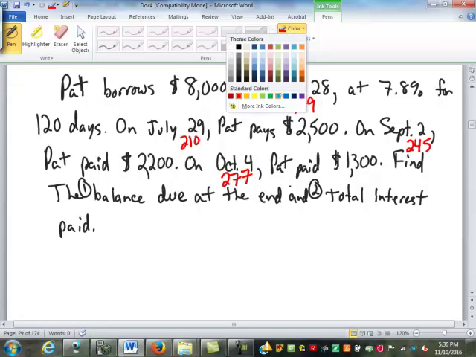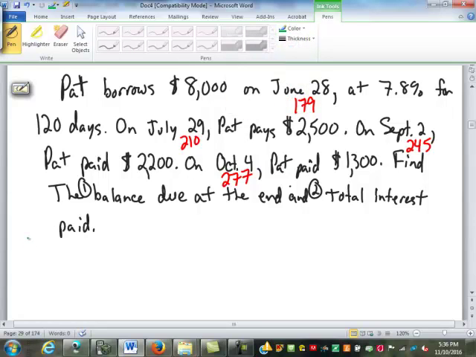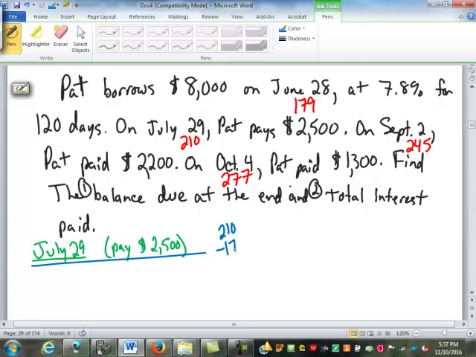So let's start out with our first action here. It's going to be on July 29th. Pat pays $2,500. So our first step is to figure out the days. July 29th is 210. We're just going to subtract 179, which is 31 days.